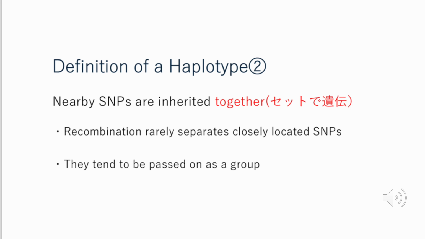When SNPs are close together on a chromosome, they act like a small block. Even when recombination occurs, these nearby SNPs are less likely to be separated. So they often get passed down together as a set.